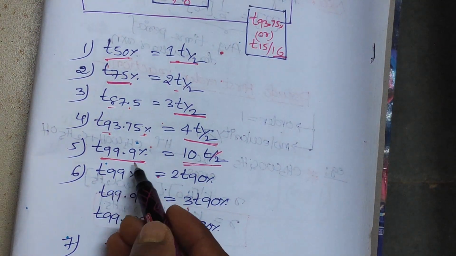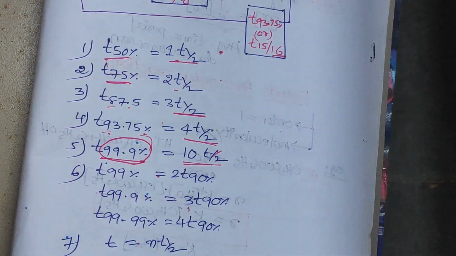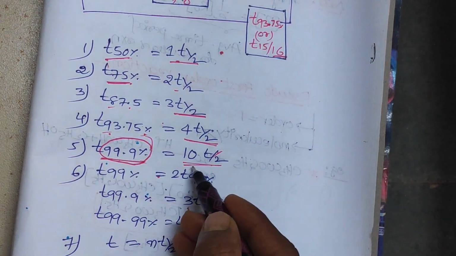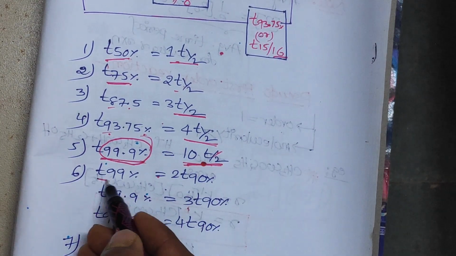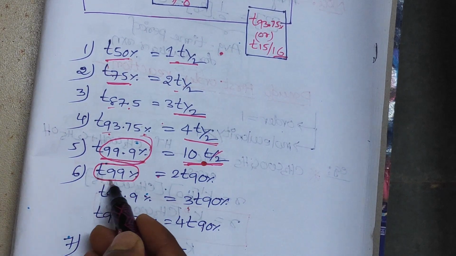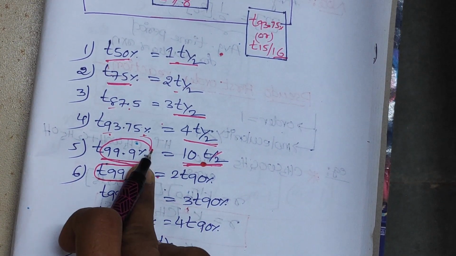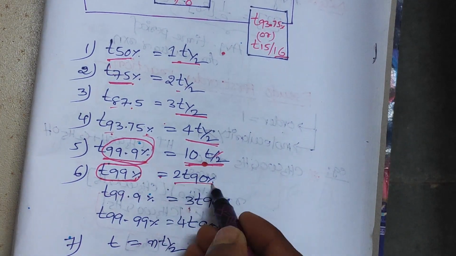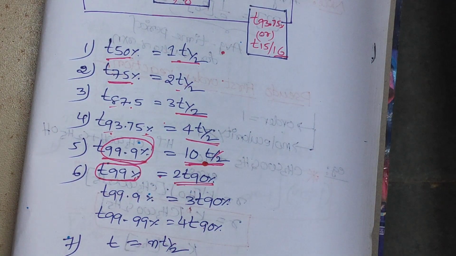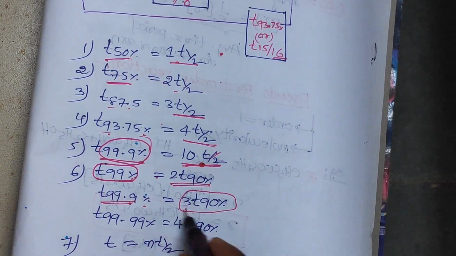So coming to this point, this is 99.9%. Then only we can equal it with 10 into T off. But here only we are telling that T 99% only. If T 99% is given, not a fraction like 99.9%, only T 99% exactly is given, it is equal to 2 into T 90%. You are getting my point. You can write like this. This also, T 99.9% as 3 T 90%.